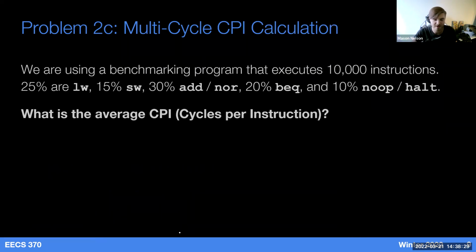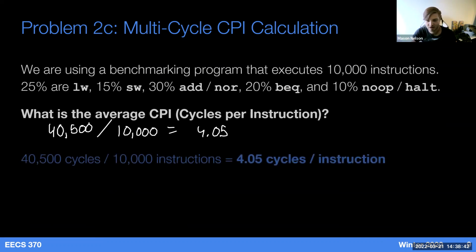And now just for fun, the CPI. So we have our cycle count, which is this 40,500. And we can divide that by our 10,000 instructions, cycles divided by instructions, and we get 4.05. Pretty quick and easy. And so that's a very high number. We're going to see that go down when we get to the pipeline, but it'll take a little bit to get there. Right.